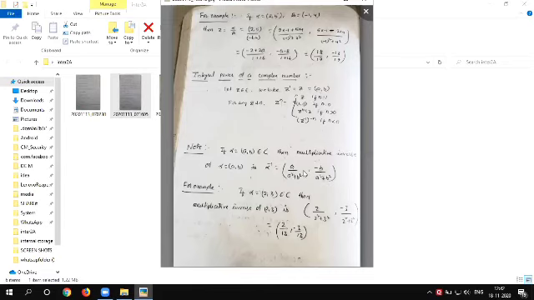We know a comma b. For the multiplicative inverse, the reverse of a comma b, here we put a and minus b. Simply the denominators are a square plus b square, here also a square plus b square. Simply a by a square plus b square, comma minus b by a square plus b square. If you remember, simply write this.